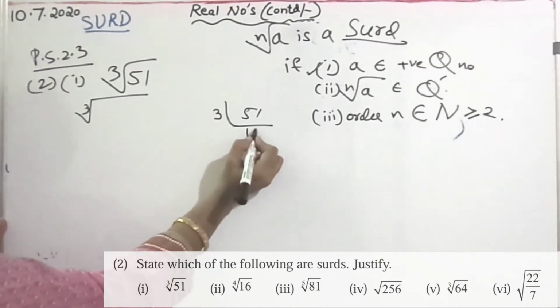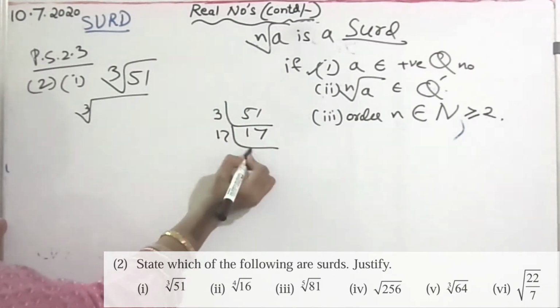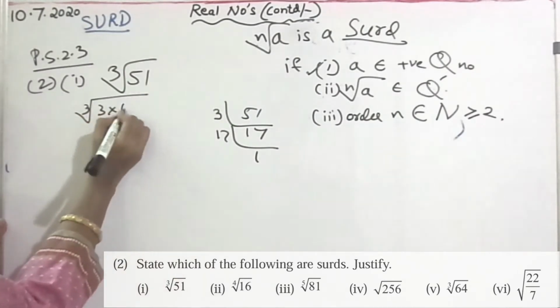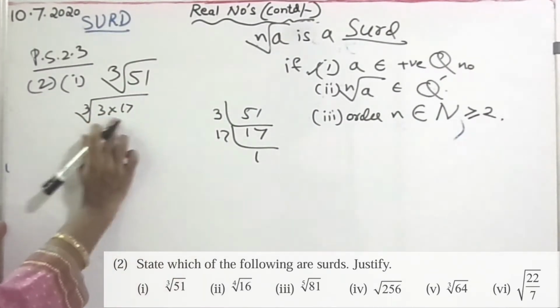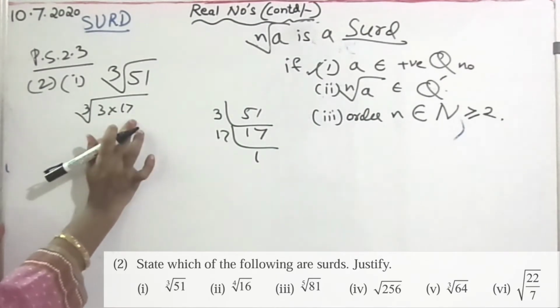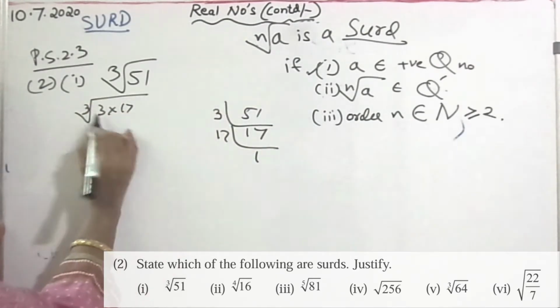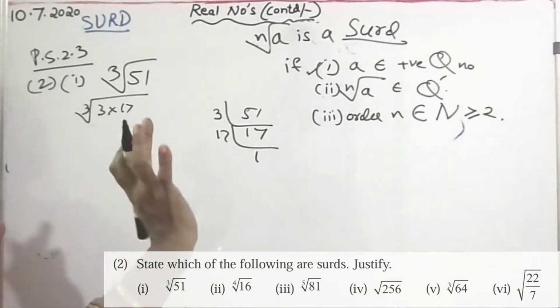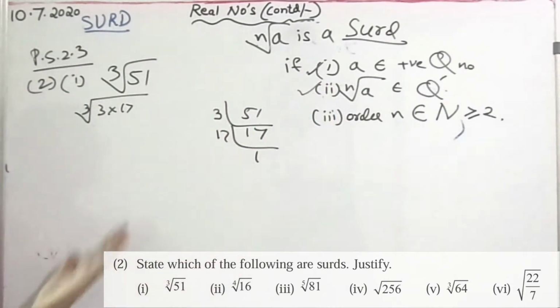3 goes how much in 51? 17. And 17 ones are 3 into 17. So there are no powers of 3 that you can remove. So nothing will come out. That means this cube root of 51 is an irrational number because it cannot be removed. The root sign cannot be removed.